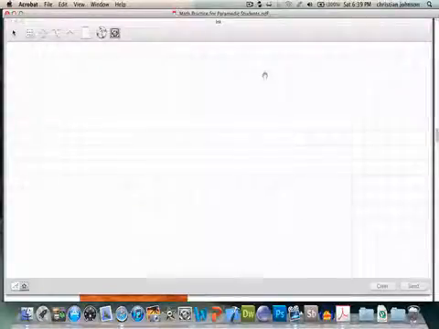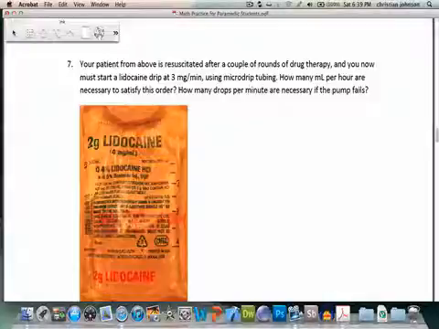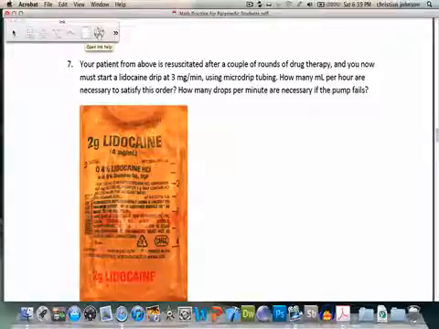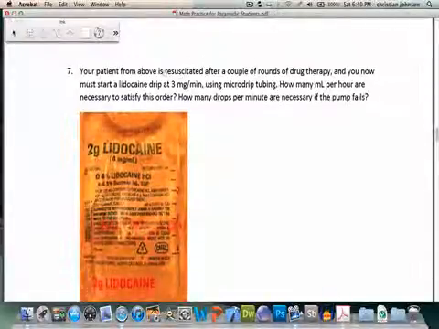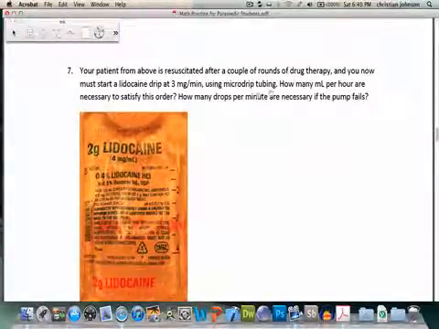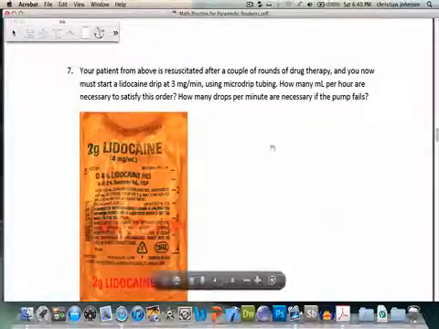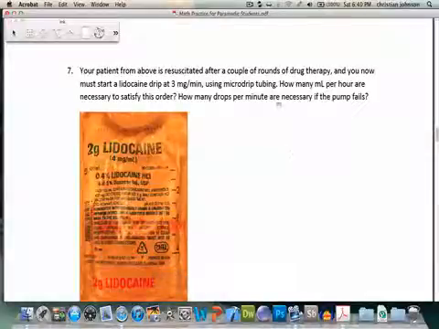So now we're going to do some practice problems. All right, well, let's look at this one. Read what it says. Your patient from above, we don't need to know all that. What we do: must start a lidocaine drip at 3 milligrams a minute, using a micro tubing set, which would be your 60 drop set. How many mLs per hour are necessary to satisfy this order, and how many drops per minute are necessary if the pump fails? Well, let's figure out what the problem's asking for. We need to give a lidocaine drip at 3 milligrams a minute.